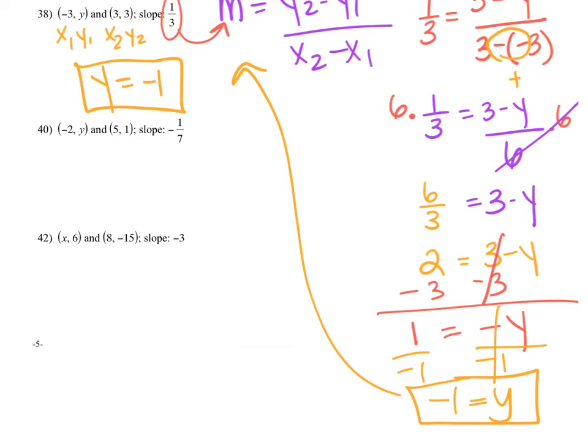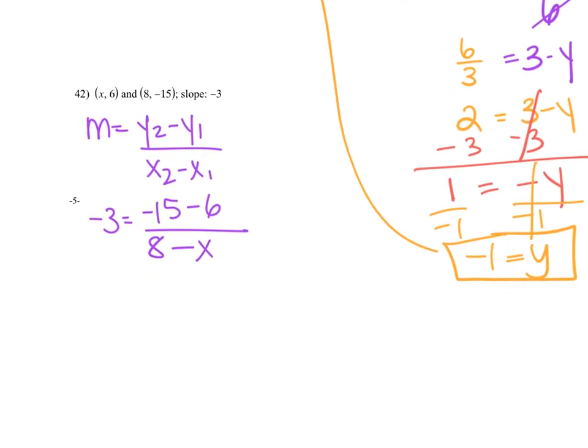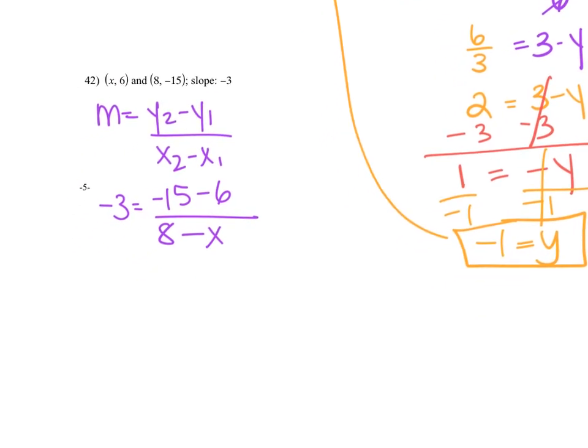Okay, let's do one more. 42. So I'm just going to plug it in. You can fast forward, etc. So m equals y2 minus y1 over x2 minus x1. So negative 3 equals negative 15 minus 6 over 8 minus x. And I'm going to zoom in down here. So negative 15 minus 6 is negative 21 over 8 minus x equals negative 3.